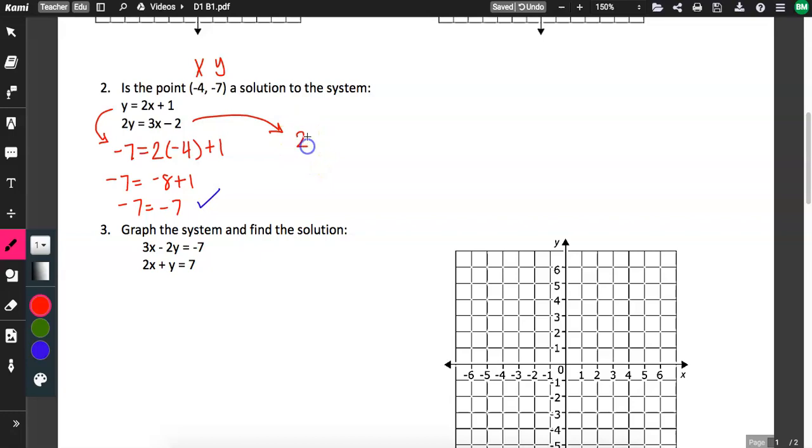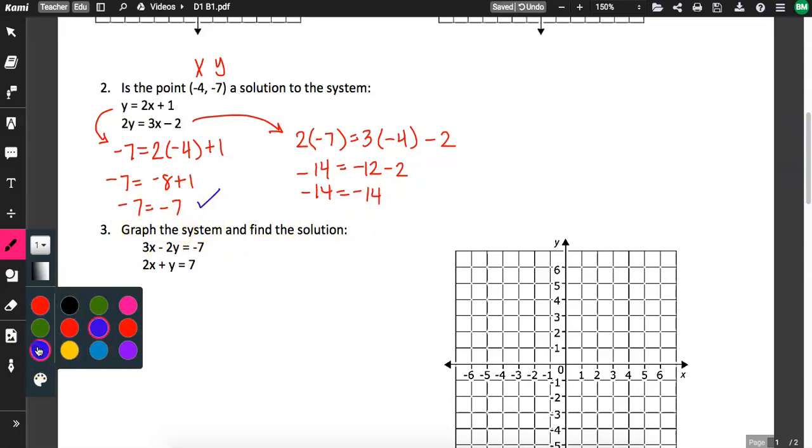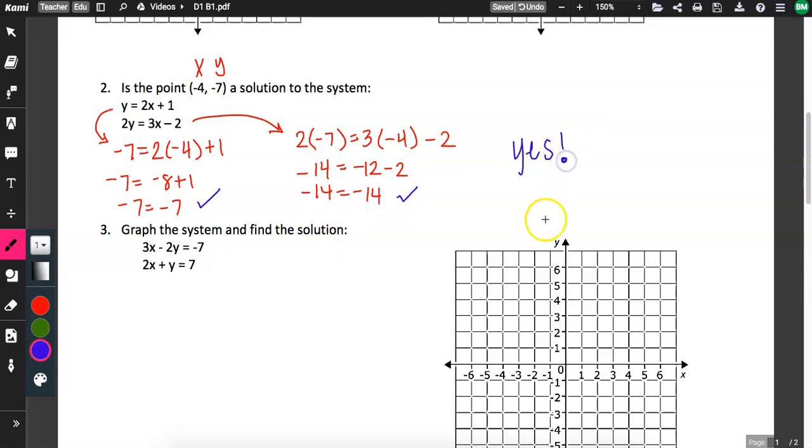So I'll plug in the values. 2 times y, 2 times -7 equals 3 times x, 3 times -4 minus 2. -14 equals -12 minus 2. -14 equals -14. So it doesn't matter that I didn't get -7 again. It's that I got another true statement. So that's good. Because both of them were true when I plugged in the point, I say yes, it is a solution.